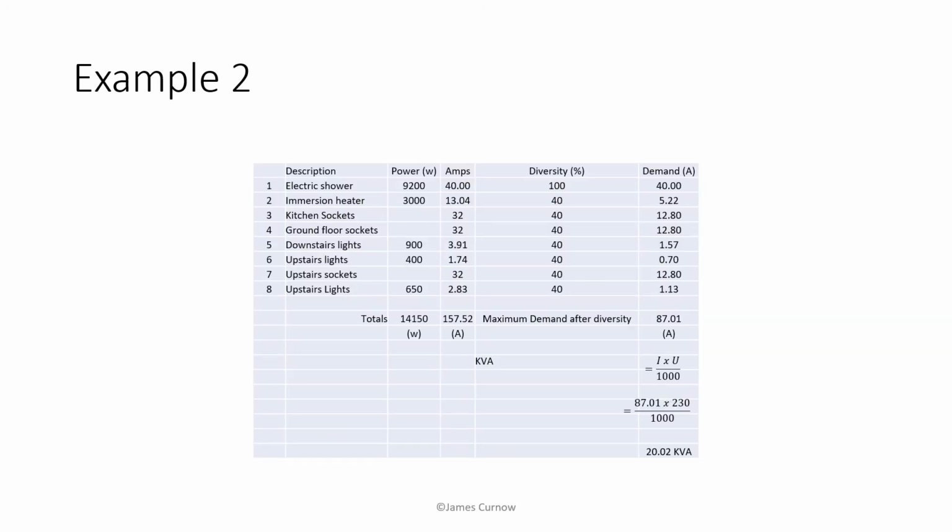So this is another example that I've created, but this time I've taken away the electric cooker. I've assumed that we're going to have a gas cooker instead, and this time the largest load is going to be an electric shower, which is 9.2 kilowatts, which calculates to 40 amps. So we're going to use 100% of that, as it's the largest load, and then 40% of the remaining loads. So you can see the difference that makes. Obviously the maximum demand this time after diversity is 87.01 amps, and that calculates to 20.02 kVA. So just points out the difference that makes in the maximum demand, having that change in circuit.